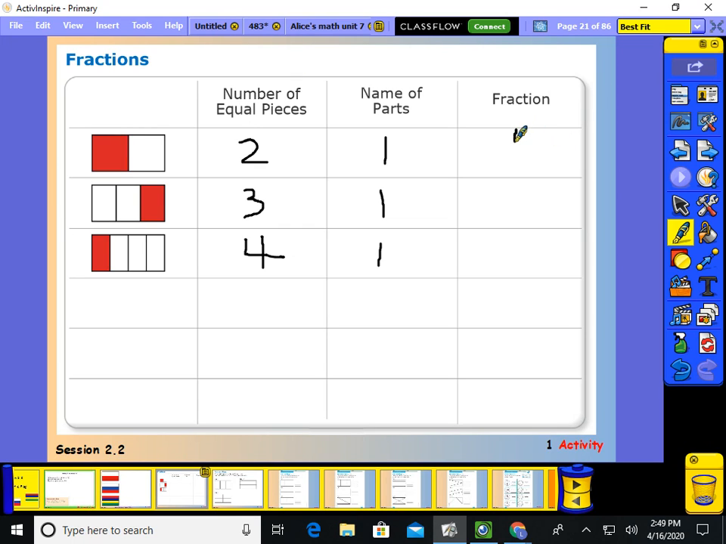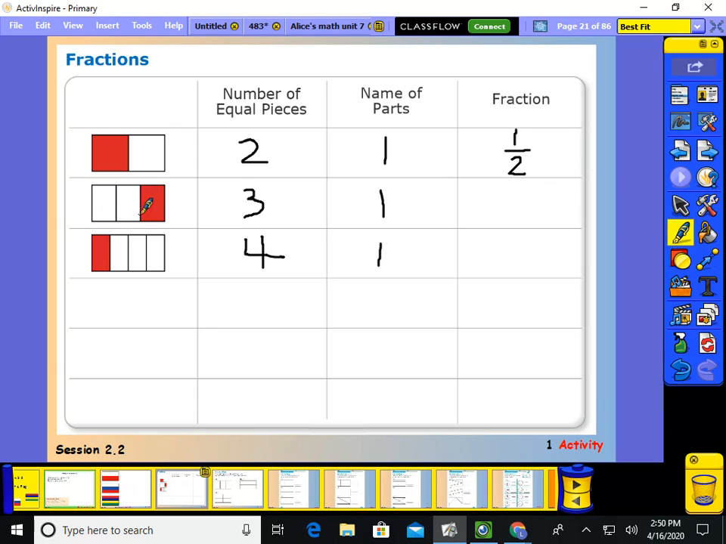So when we talk about writing fractions, this first one is the one that we have discussed. One part is shaded out of 2 possible parts. And you will learn in third grade that the top number is called the numerator and the bottom number is called the denominator. You do not need to know that for right now. That's just a little bit of vocabulary there.